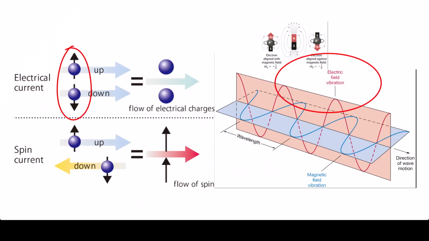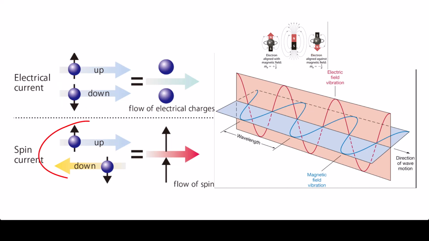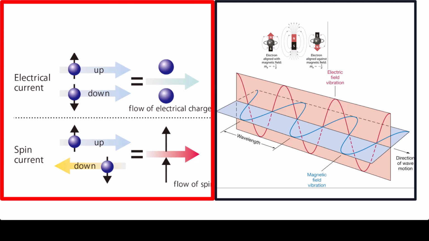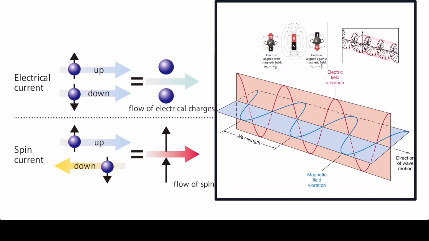It moves in an up and down direction, causing both an electrical field and a magnetic field that are orthogonal, or 90 degrees from each other in direction of signal. This shows the current of the spin as opposed to the electrical current. So we have the magnetic vibration. When we have spin up, we have an electrical charge. When we have spin down, we have spin current, or the spin of the electron.